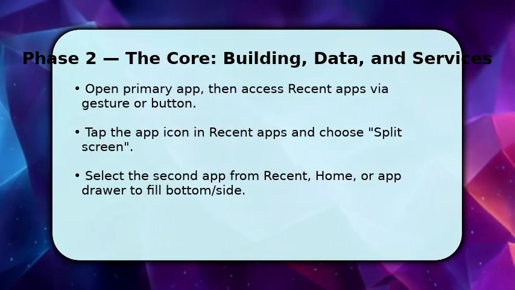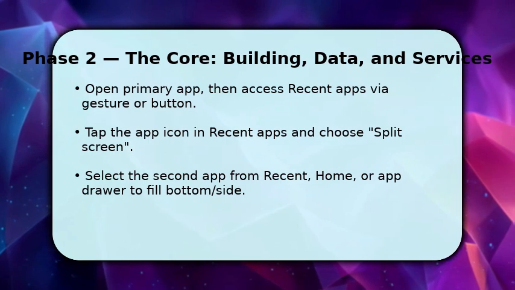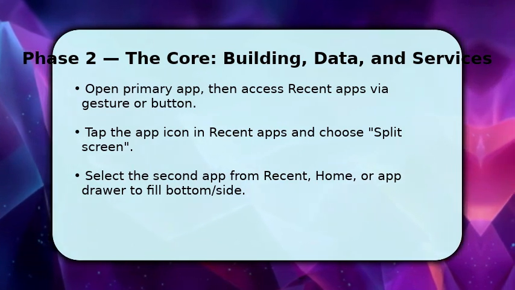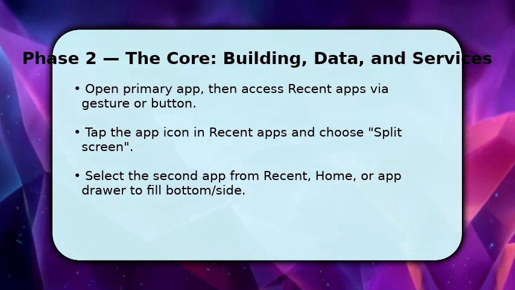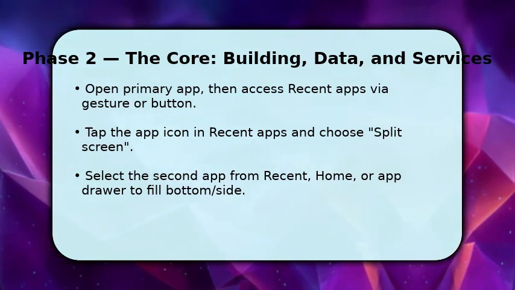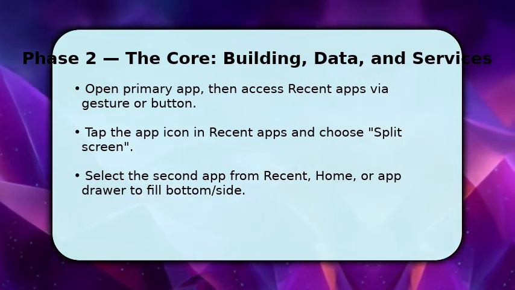With split screen enabled, open the app you want on top or left first. Then open recent apps using your chosen navigation method. Once in recent, tap the app icon and pick split screen. The selected app will lock to the first pane. Next, choose the second app from recent or the home screen. It docks into the other pane immediately.